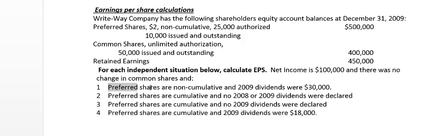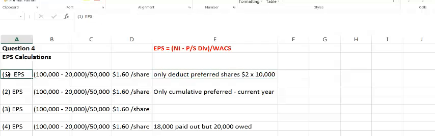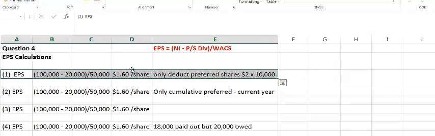So right now we're going to look at preferred shares, non-cumulative, and in 2009 we declared dividends of 30,000. So let's go have a look at the answer to this question and see if we can walk ourselves through it. In this solution here, what do we find? Well, don't forget your EPS calculation is net income less any preferred share dividends divided by your weighted average common shares. And you'll notice here we've divided by 50,000 because we didn't have to calculate weighted average common shares, or WACS, because the number of shares issued and outstanding were the same all year, that is 50,000.